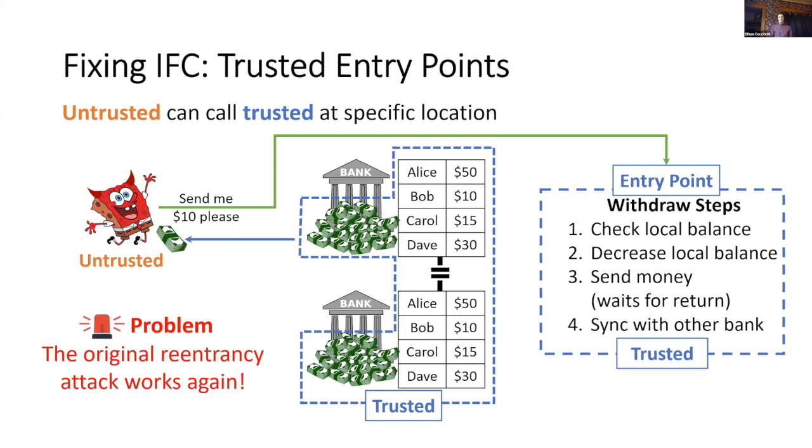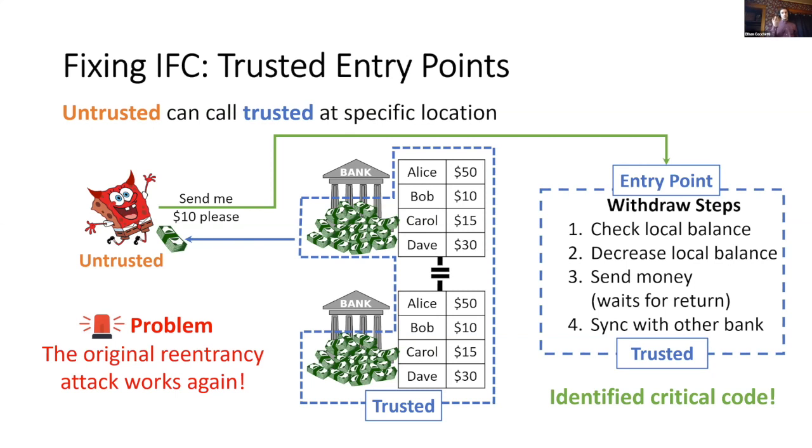The original reentrancy attack works again, exactly the same way it did before, because when Bob makes the reentrant call, it just goes into the trusted entry point, and it still breaks the bank. Bob still steals money. So you might think we didn't get anywhere, but don't worry, not all hope is lost. We've actually gotten a very long way here, because what we've done is we've identified critical code within the system.